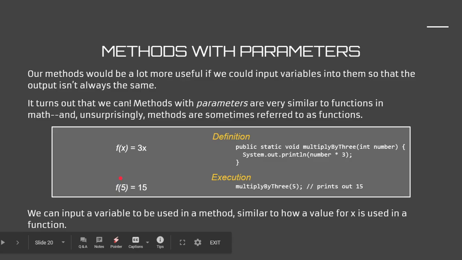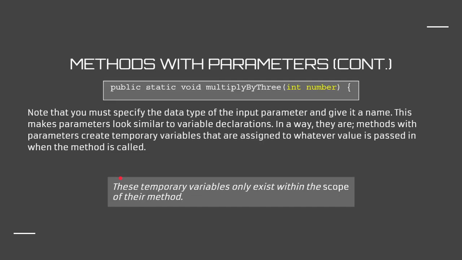So we can input a variable to be used in a method, similar to how a value for x is used in a function. Note that you must specify the data type of the input parameter and give it a name. This makes parameters look similar to variable declarations, right? When we create an int in our code, we would write int and then the name. So this is what this looks like. And in a way, this is a variable declaration.